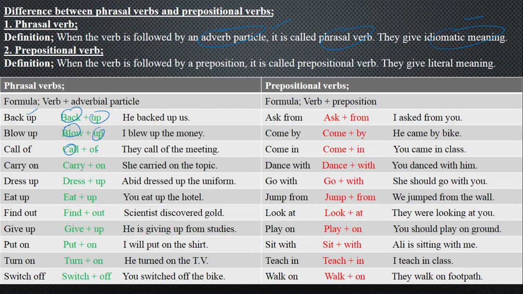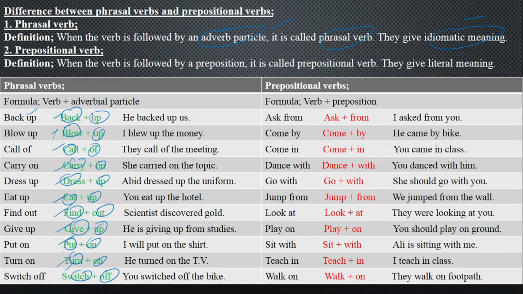Called off: off is coming with it, so it is giving hidden meaning. Carry on, dress up, eat up, find out, give up, put on, turn on, switch off. So whatever the verb, beg, blow, call, carry, dress, eat, find, give, put, turn, switch, these are followed by adverb particles or adverbial particles.